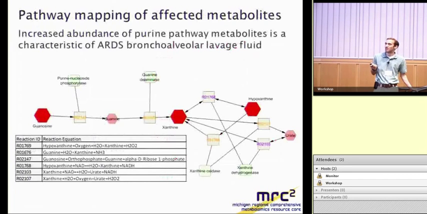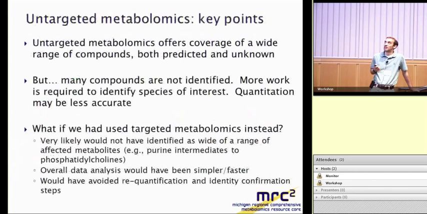And then this is perhaps the smallest pathway network ever from an unbiased metabolomics experiment, but it was just a brief visualization that some of these metabolites are connected. These purine metabolites are directly connected in a single pathway associated with nucleoside breakdown. And this is one of the characteristic hallmarks of ARDS lavage fluid that we detected in our study.